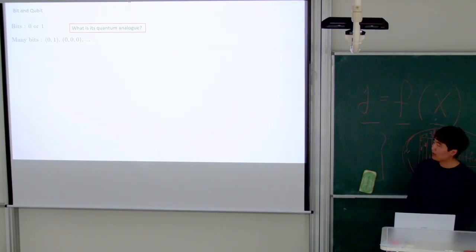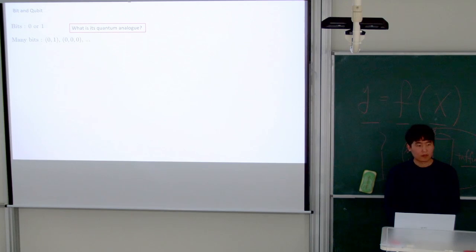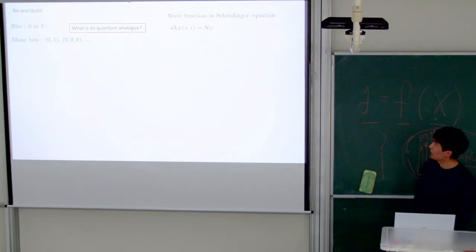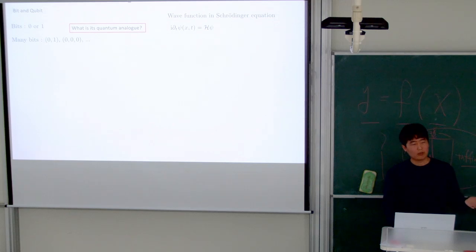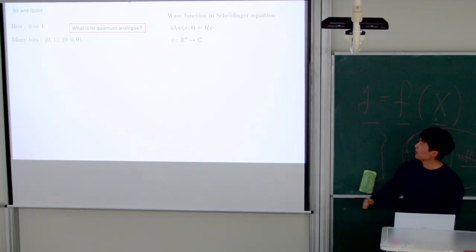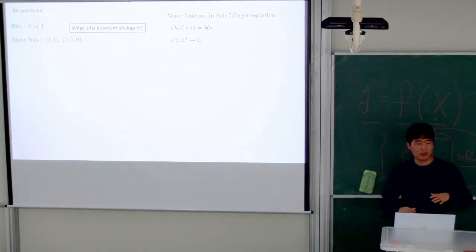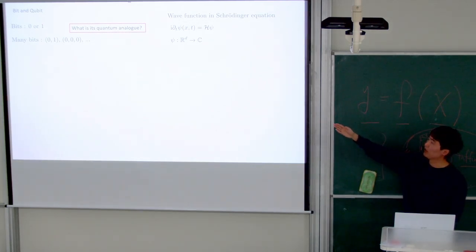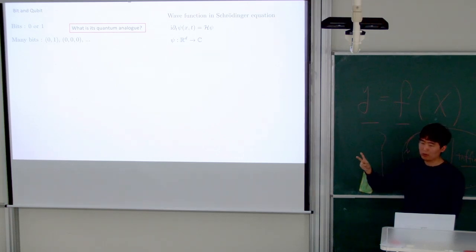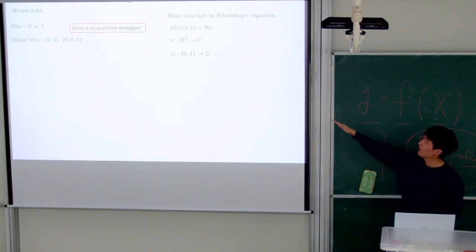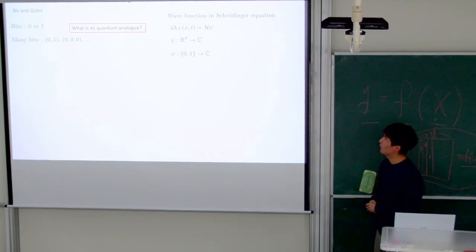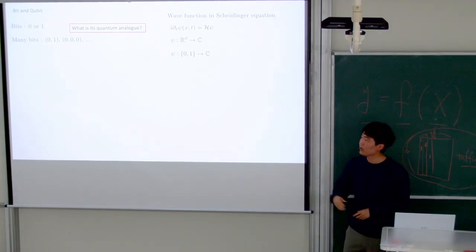Then what is the quantum analog of bits? We start from the Schrödinger equation. Originally, when I explained this as a dynamics or a physical thing, the domain of this wave function, if you ignore the time, should be any Euclidean space like R1 or a plane. But the bit only takes 0 or 1. So its domain has 2 elements. We want to restrict the wave function's domain to this set of 2 elements, 0 or 1. So we want to think about this function.